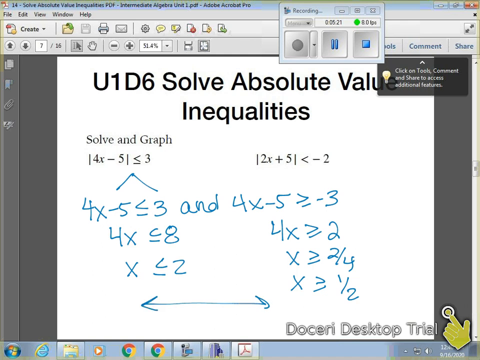Putting these on my number line, I've got 1/2 and 2. Less than or equal to 2 is going to go to the left. Greater than or equal to 1/2 is going to go to the right. I want to shade in between, and I know that because it's a less than or equal to symbol, and that tells me I'm looking for the and, or overlap, for the situation.